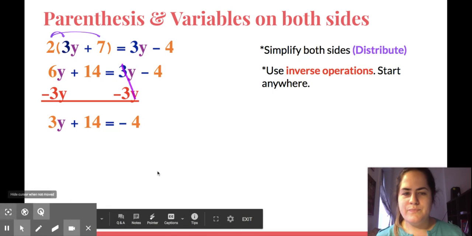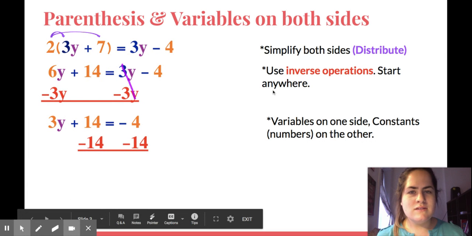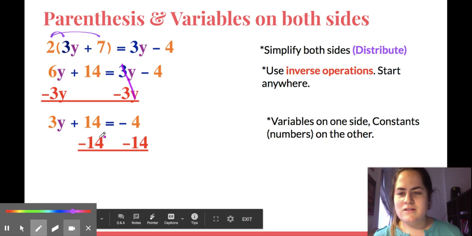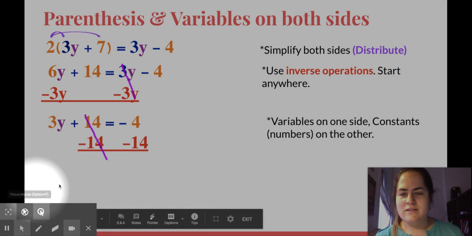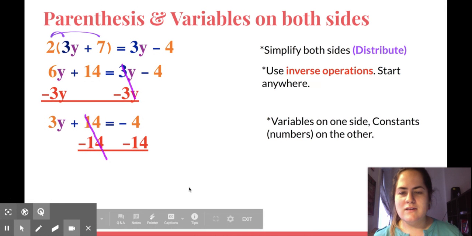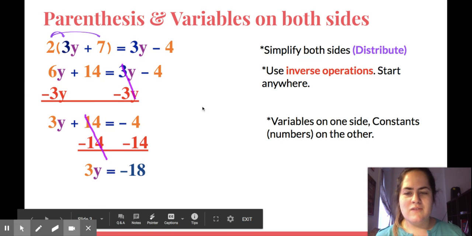Okay. I'm going to continue to use inverse operations. I want to bring my constants to the right side of the equation. I cancel out my opposites again. I bring down what I didn't cancel, and I'm going to simplify. Negative 4 minus 14. And that gives me negative 18.